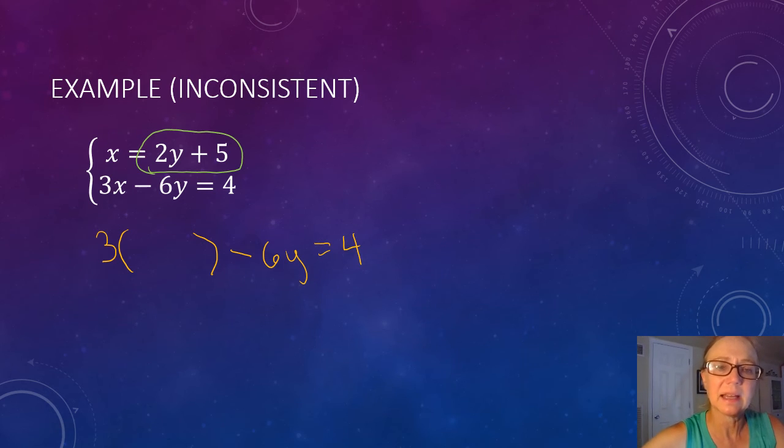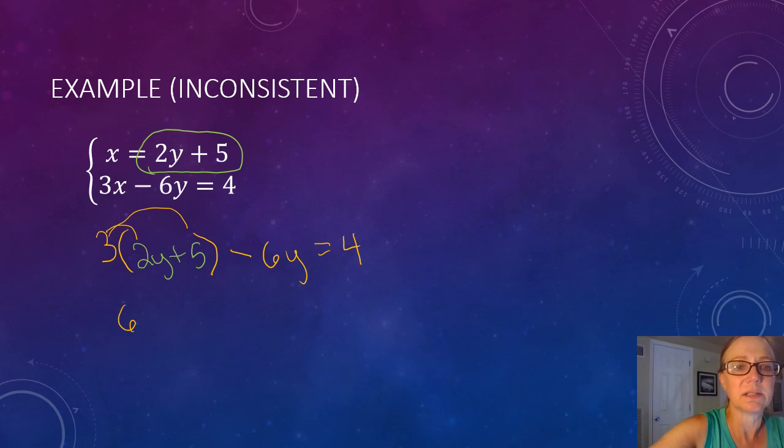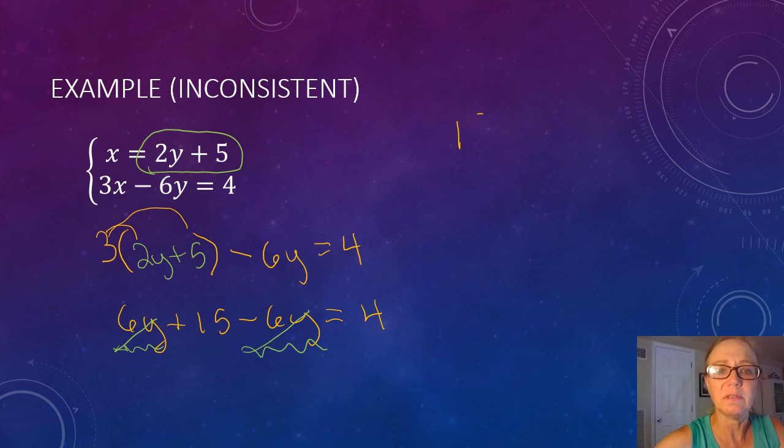Now I'm going to take the expression for x, 2y plus 5, and plug it in where the x used to be, and then I'm going to do the math. 3 times 2y is 6y. 3 times 5 is positive 15. Recopy the minus 6y, the equals, and the 4. Now combining like terms on the left, 6y minus 6y is 0. So these cross out. And what are we left with? We're left with 15 equals 4.